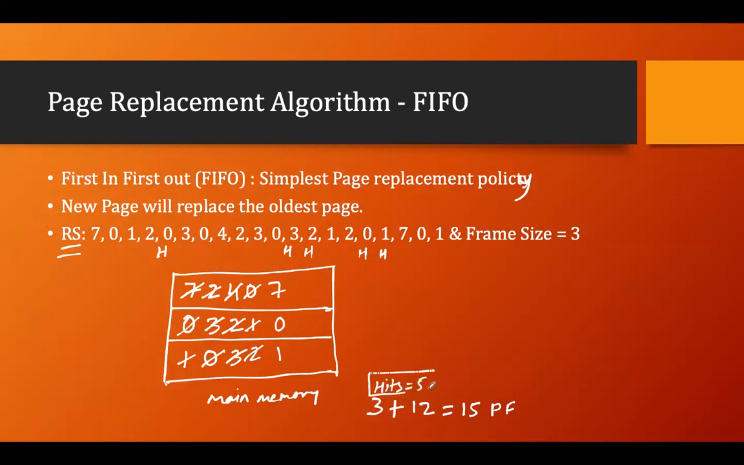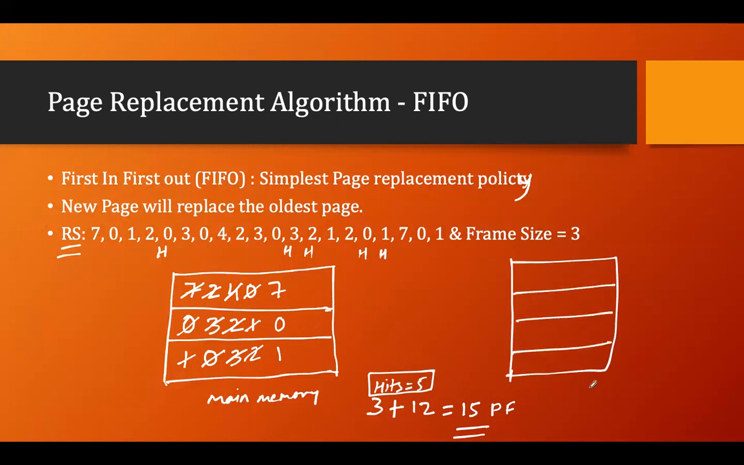In the examination, it doesn't ask how many hits; it only asks how many page faults occur. Now you can do the same thing with 4 frames. If the frame size is equal to 4, then what will happen in the main memory and what is the page fault count?